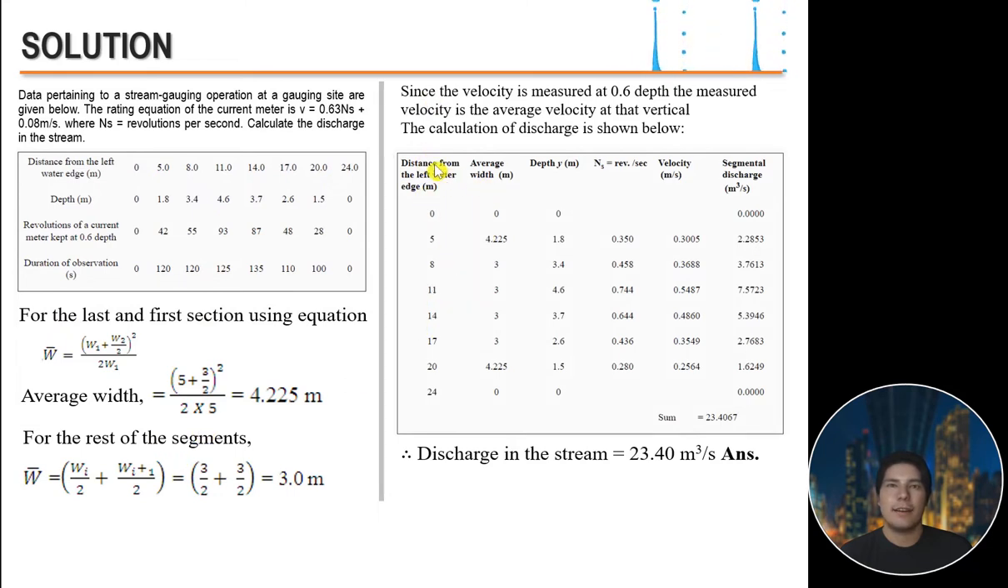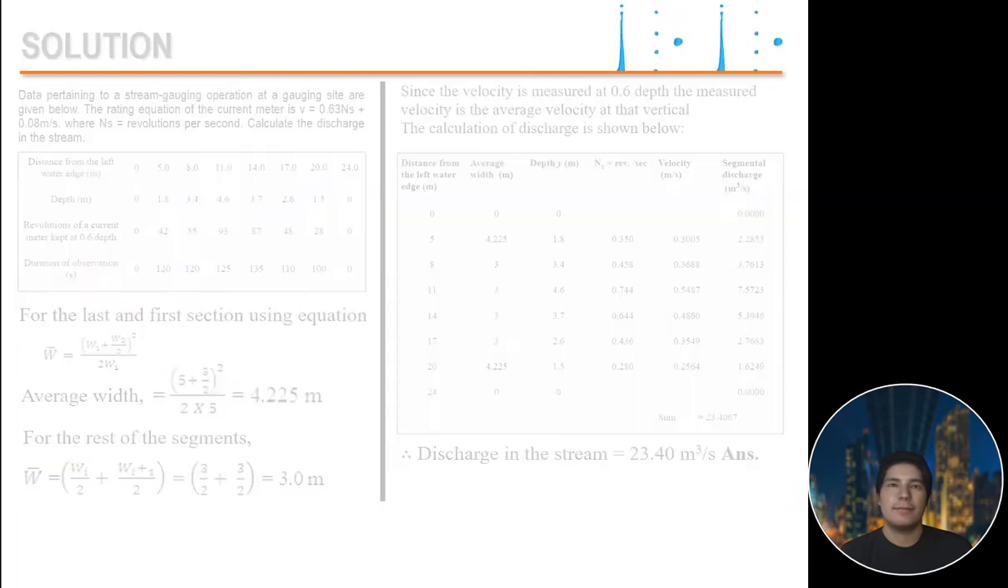So we have this distance, we have this area of width, the depth, the number of revolutions per second, and then we can now compute the velocity using 0.63 ns plus 0.08, and we can have also this segmental discharge, which is area times velocity. So to sum up, the discharge in the stream is 23.4 cubic meters per second.